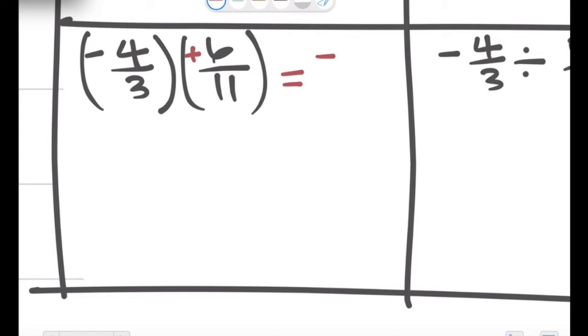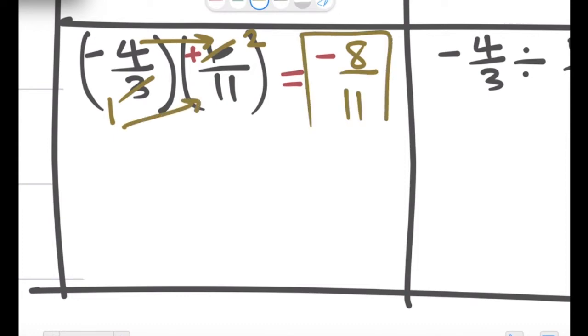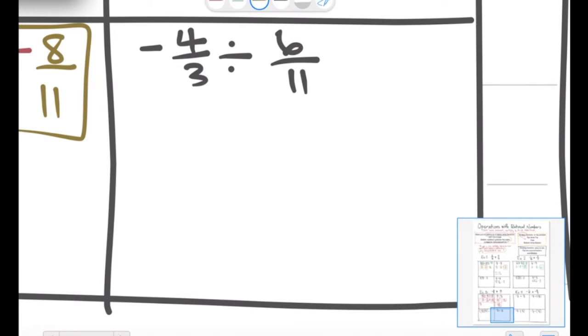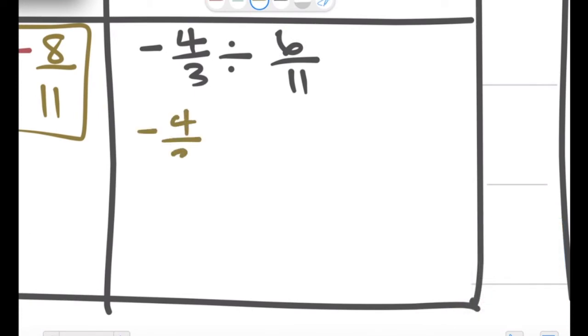The next thing is we do have some things that we can diagonally simplify here and here. 6 and 3 are both divisible by 3, so 3 divided by 3 gives us a 1. 6 divided by 3 gives us a 2. Now we can multiply, so negative 4 times positive 2 is going to be a negative 8, and then 1 times 11 is 11. And finally, we're dividing, so we need to flip or reciprocate the second fraction and multiply.